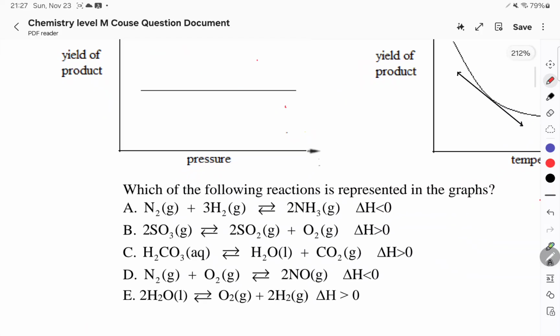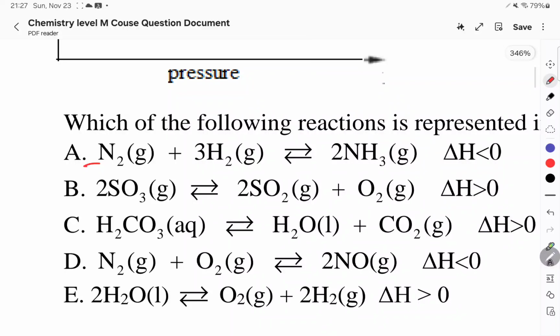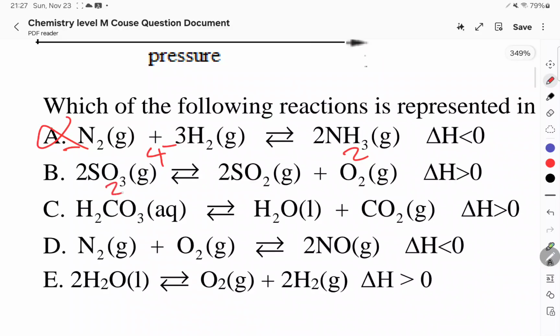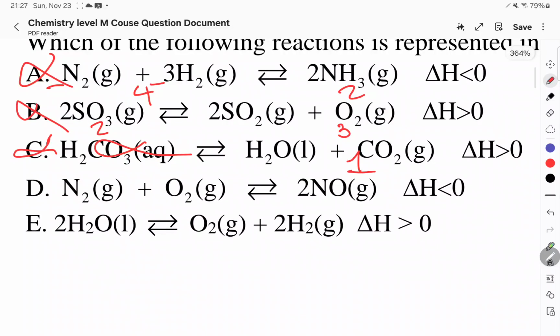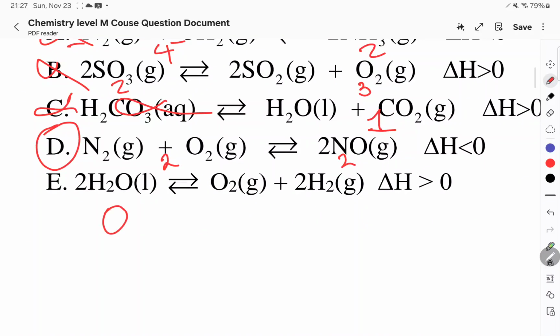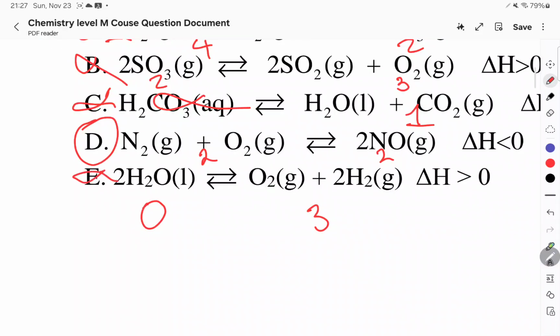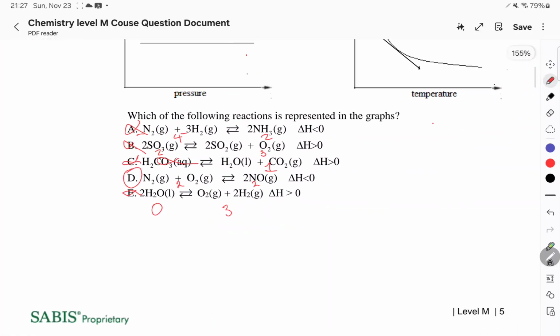So let's analyze each one. Here they're not equal. Here it's 4, and here it's 2, so this is wrong. And over here, 2 and 3, which means this is wrong. And C, here there's no gaseous moles, and here there's only one gaseous mole, so it's wrong. They have to be equal on both sides. Here, however, there's 2 and 2, so this is correct, or a possibility. And here there's 0 gaseous moles and 3 gaseous moles, so this is wrong. Now, you might think it's already done here.